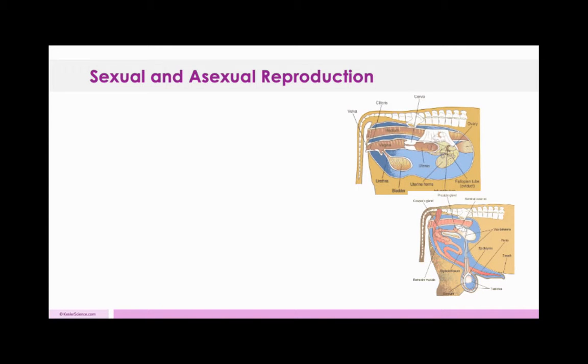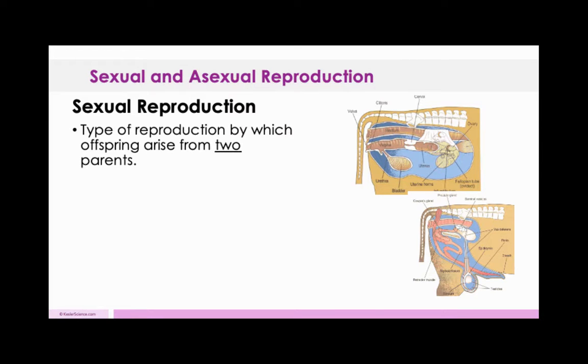Welcome to part 4. Now let's talk about sexual reproduction. So, sexual reproduction, we're talking about the type of reproduction which takes two parents. You have to have both a male and a female in order for sexual reproduction to occur.